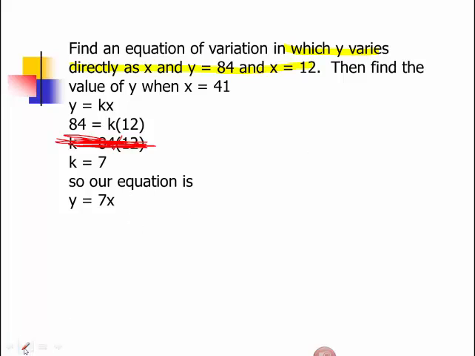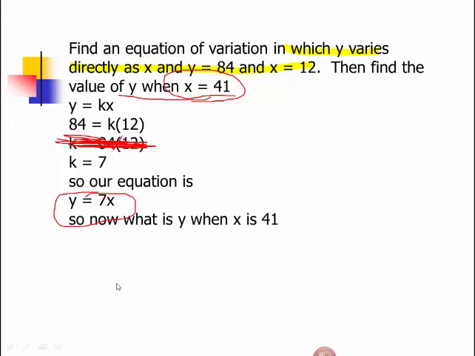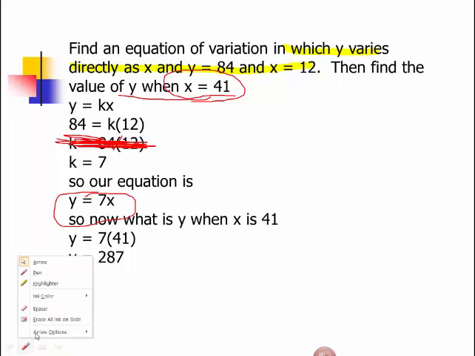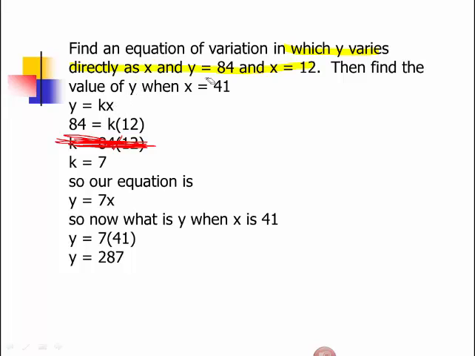Now let's look at the second part of the problem. I want to find y when x is 41. If you're going to use this equation, what do you think you're going to do? Plug in 41 for x. So y equals 7 times 41, y equals 287. So that means that when x is 41, y is 287. So there's a difference.